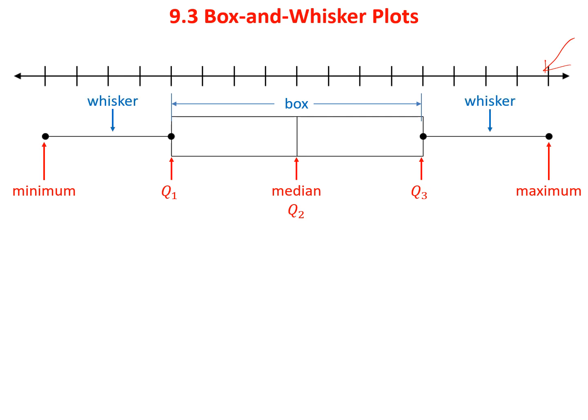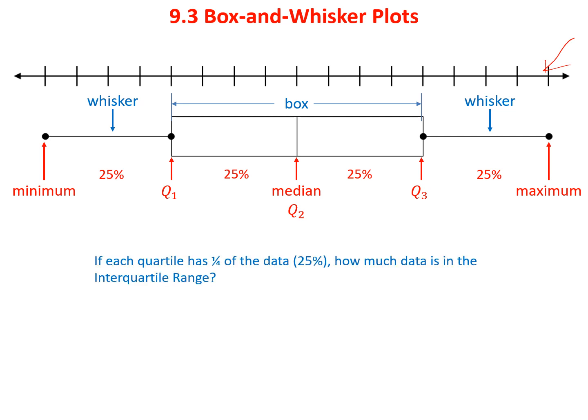All right. Now, a key thing in terms of your data, 25% of your data is in each part. 25% of the data is in each whisker, and the box has actually 50%, 25% on each side of the median. Okay. If each quartile has 1/4 of the data, how much data is in the interquartile range? Well, it's going to be between here and here, so it's going to be 50%.